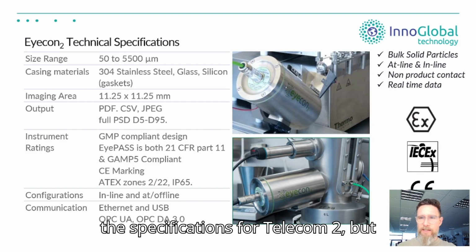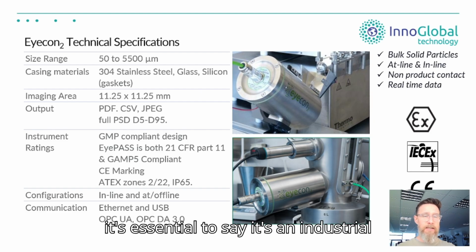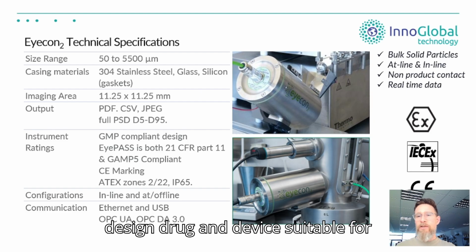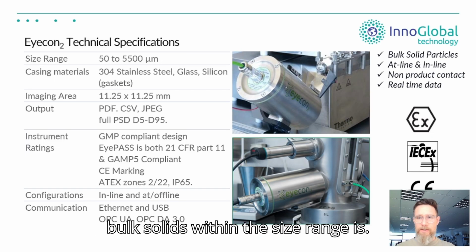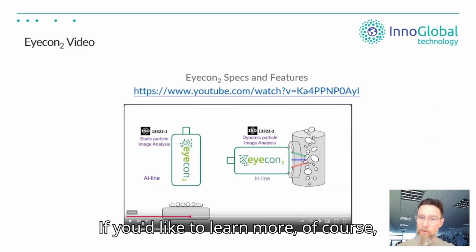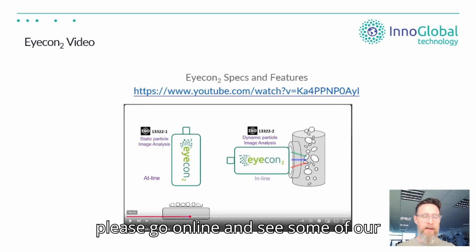Here we see the specifications for the Eyecon2, but it's essential to say it's an industrially designed rugged device suitable for at-line and in-line measuring of particles and bulk solids within these size ranges. If you'd like to learn more, of course, please go online and see some of our content there.